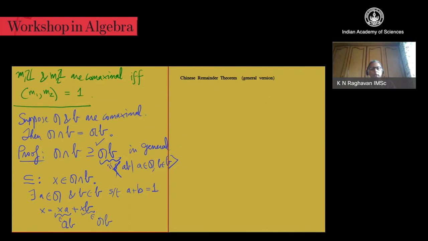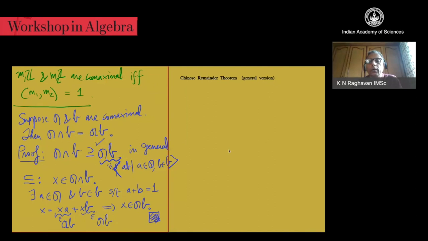Therefore, that being an ideal, it contains the sum, which is X. And so I have managed to get X implies X is in AB. So this uses the fact that A plus B is equal to 1. There exist such A and B. In other words, that the ideals A and B are co-maximal. So without that, this is not true. Okay, so for this proposition, this is the end of the proof.